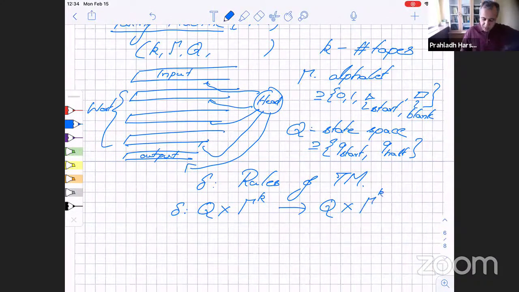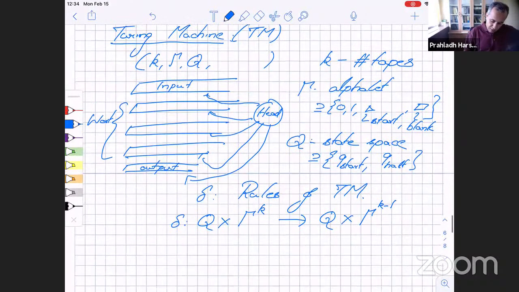So it's gamma to the k. It's going to tell you what's the new. It sees a bunch of k symbols in a particular state. I'm actually going to make it gamma to the k minus 1 in the sense that the input tape, it only gets to read. So this input tape is what I will call read only. Sometimes we'll make it write also, but for now let's work with just the input being read only. So it only gets to write on the other tapes.